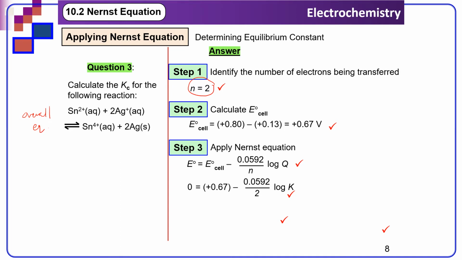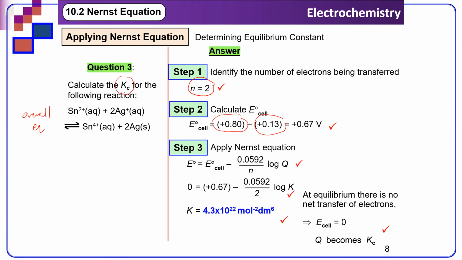Okay. Step 2, we calculate the E naught cell. So nilai E naught cell ni kamu boleh dapat daripada SRP table, Standard Reduction Potential Table. So you get positive 0.67 volt. Okay, now applying Nernst equation. Okay. Now kat sini dia tulis log Q kan? Soalan tanya Kc. Jadi macam mana nak buat? Okay. At equilibrium, there is no net transfer of electron. Jadi bila no net transfer of electron, so E cell equal to 0.